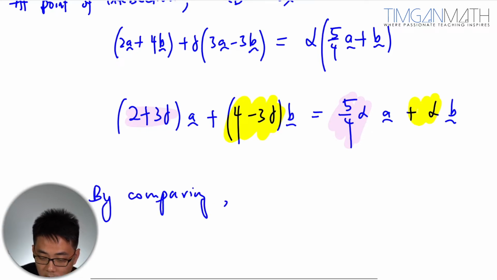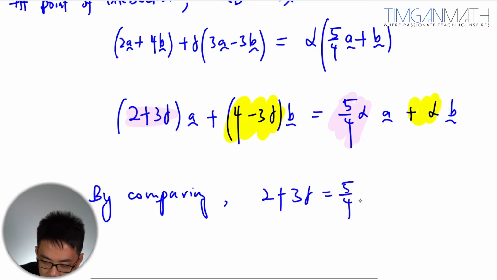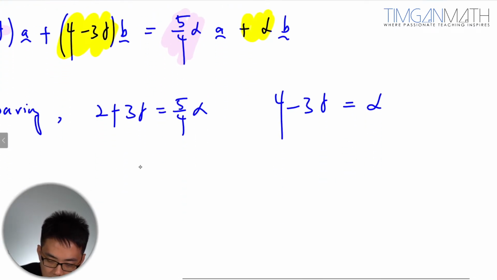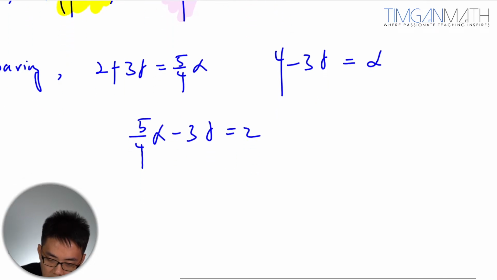Because they are non-parallel, 2 plus 3 gamma equals 5 over 4 alpha. 4 minus 3 gamma equals alpha. So this is 5 over 4 alpha minus 3 gamma equals 2. That will be 3 gamma plus alpha equals 4.